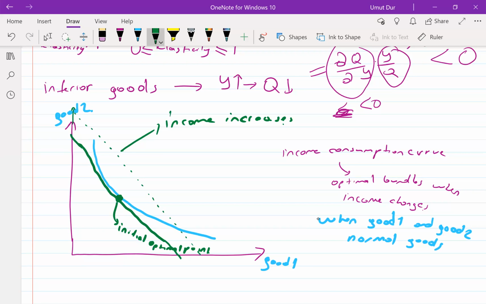Income artıyor. Good 1 normal good. O zaman benim consumption'ım ne olur good 1'dan? Artar değil mi? So which means that I will go in this direction for my consumption for good 1. Since good 2 is also normal good, my consumption for good 2 will also increase. Okay, so I will go in this path. So which means that my optimal bundle will be somewhere here. Okay, so this will be my income consumption curve when both goods are normal.